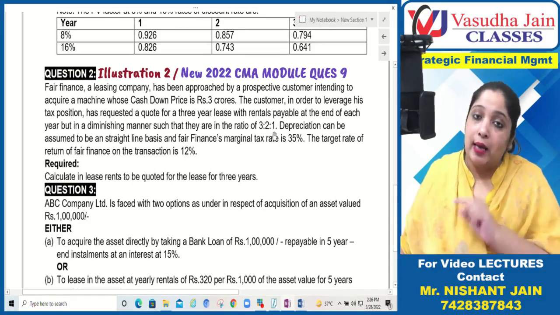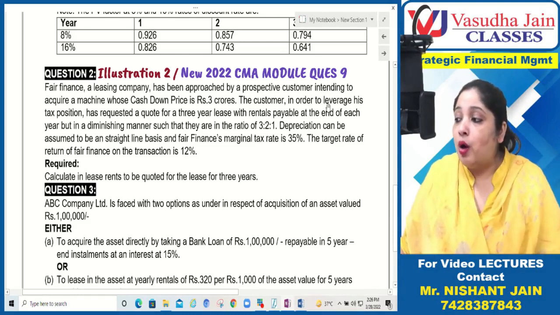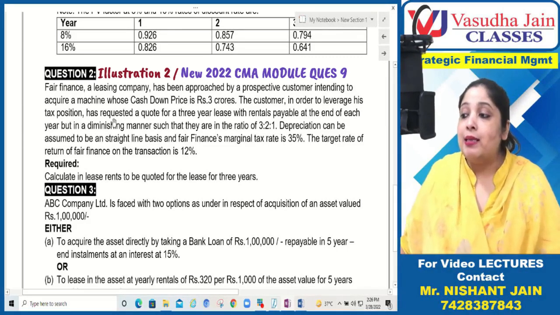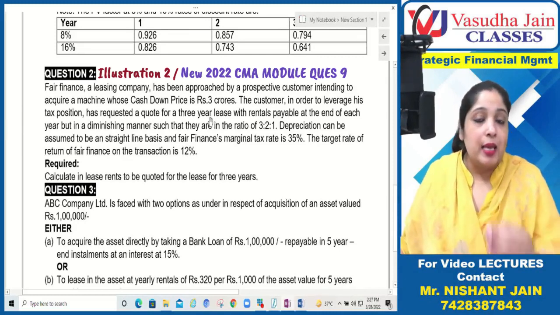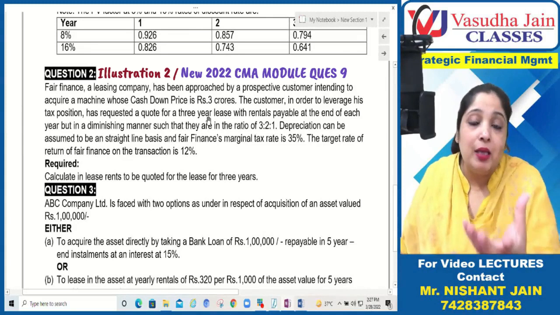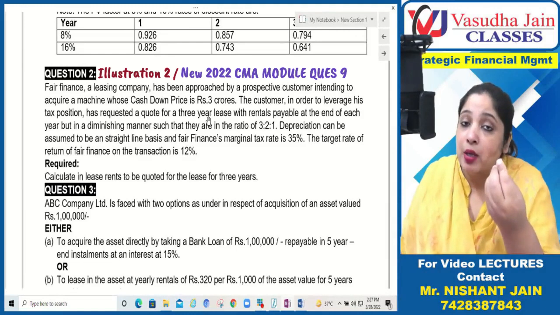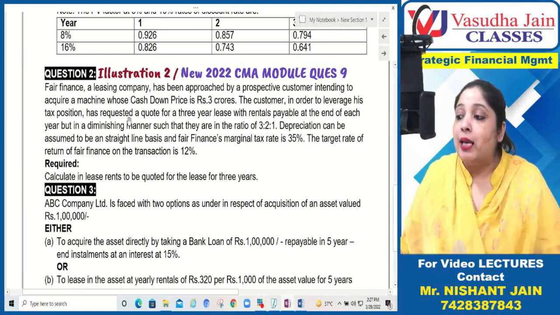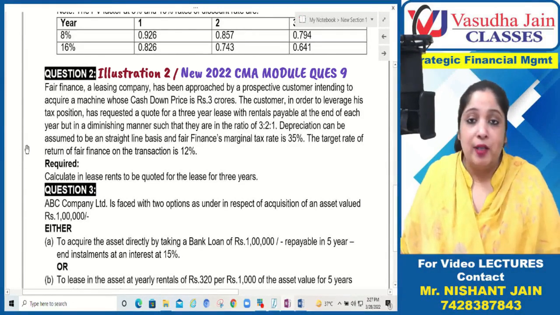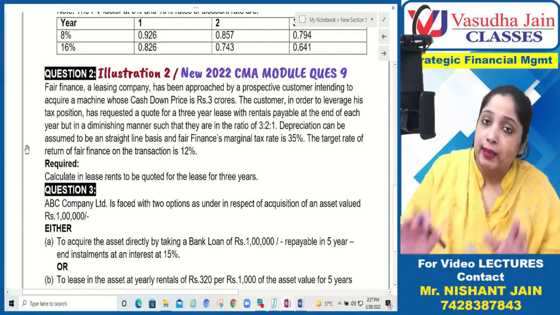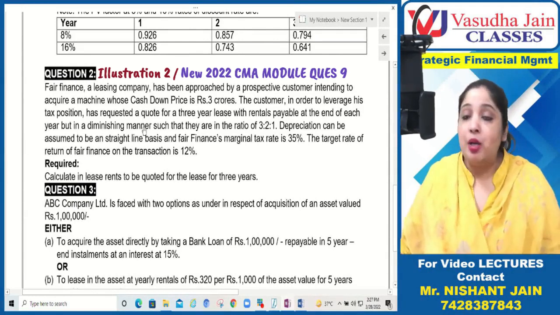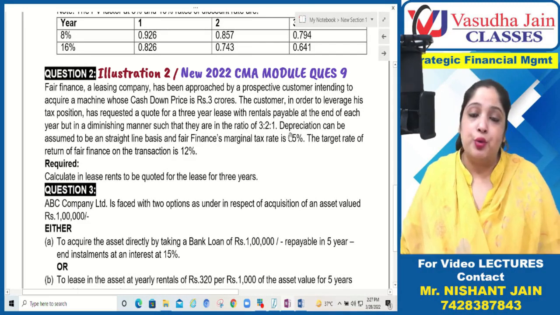Let me read this line again. In order to leverage his tax position, has requested a quote for 3 years. Basically, the customer is asking the leasing company to tell him how much lease rental he should pay. But he is making a request: a quote for 3 years lease with rental payable at the end of each year, but in a diminishing manner such that they are in the ratio of 3:2:1.